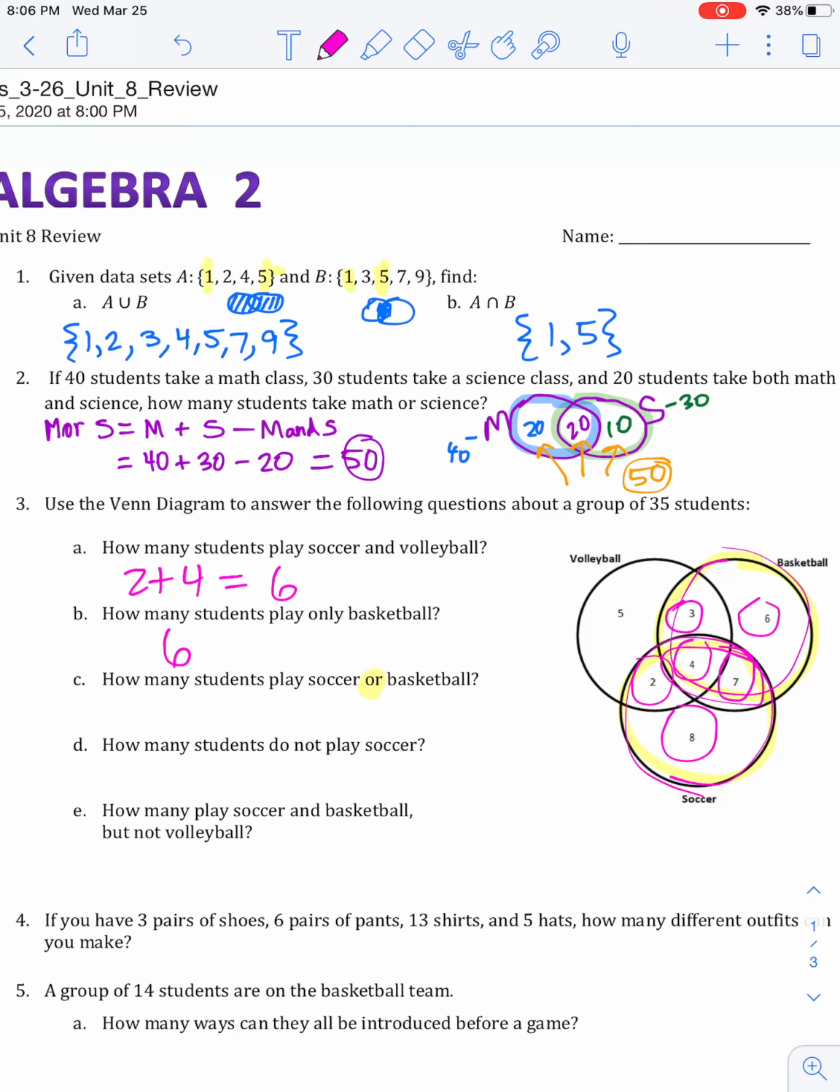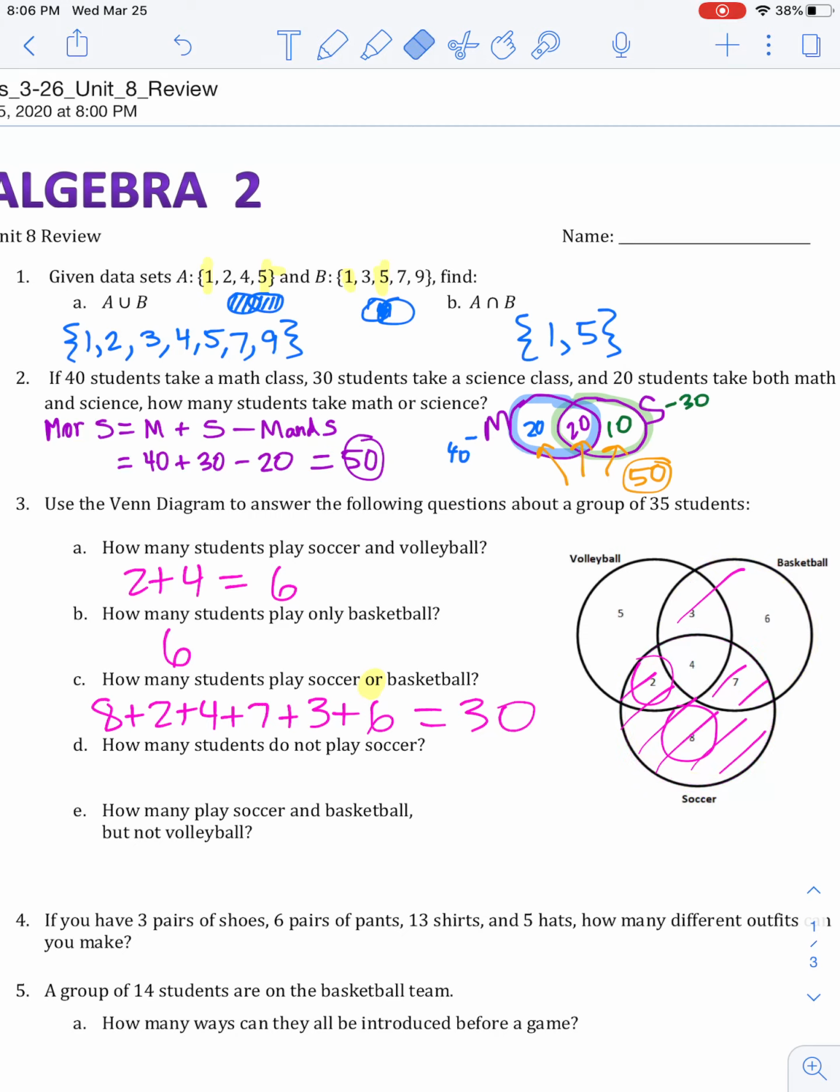So for soccer or basketball, it could be soccer only. It could be basically any of the numbers in the soccer or basketball. So 8 plus 2 plus 4 plus 7 plus 3 plus 6. So it could be only soccer, which is all this, only basketball, all this, or both, which is the middle part too. So let's see, we get 10 plus 11 is 21 plus 9. I believe that adds to 30.